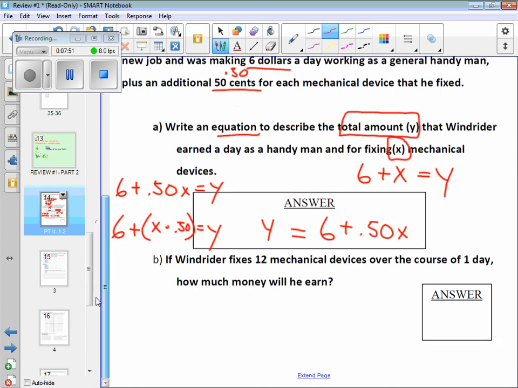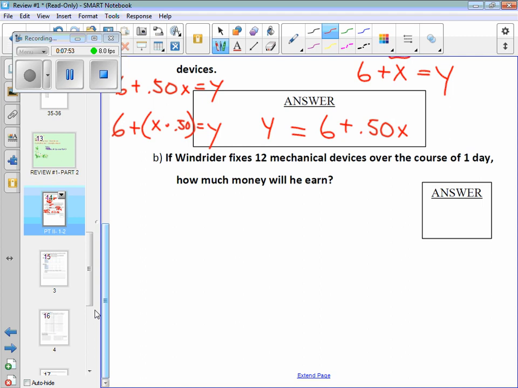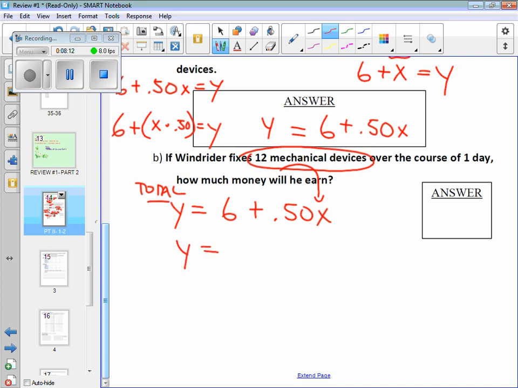So now we go to B. I'm going to rewrite the equation that we created, which is y equals, that's the total amount, $6 plus 50 cents per mechanical device. Substitute in 12 mechanical devices. That's getting substituted in for x. Y equals 6 plus 0.50 times, because I'm not going to put the times symbol in because I'm going to put a number next to it, 12.